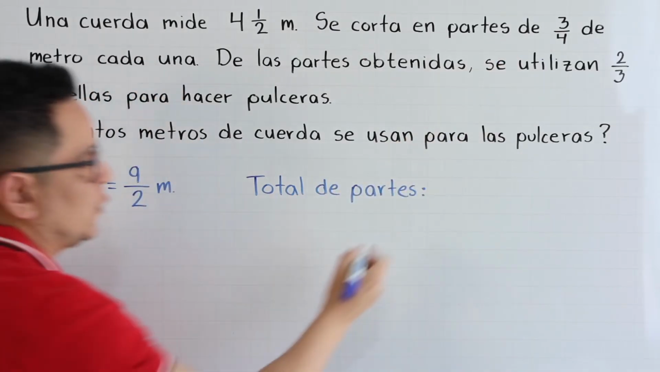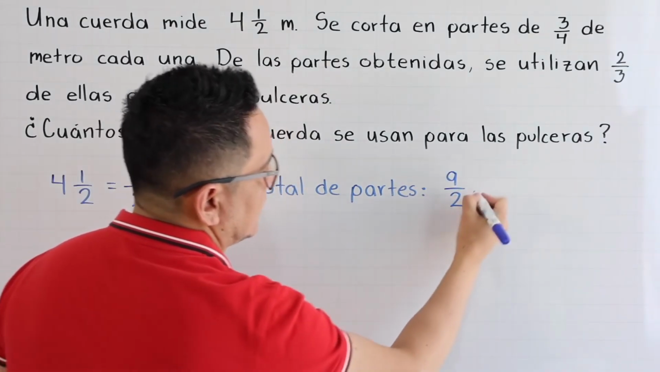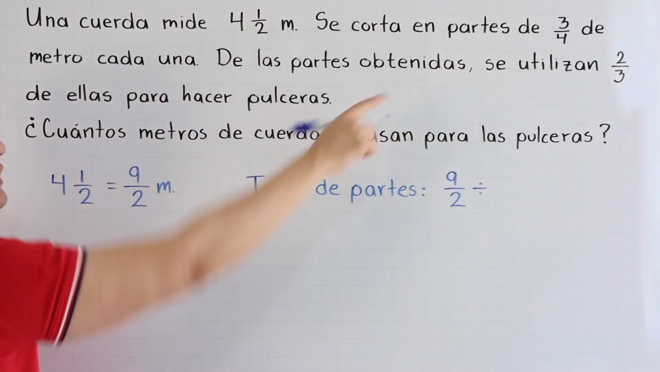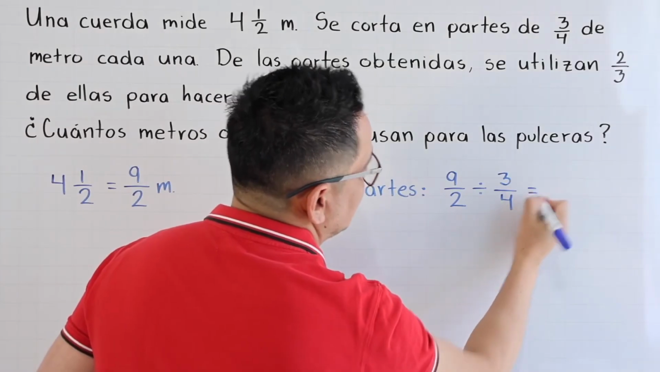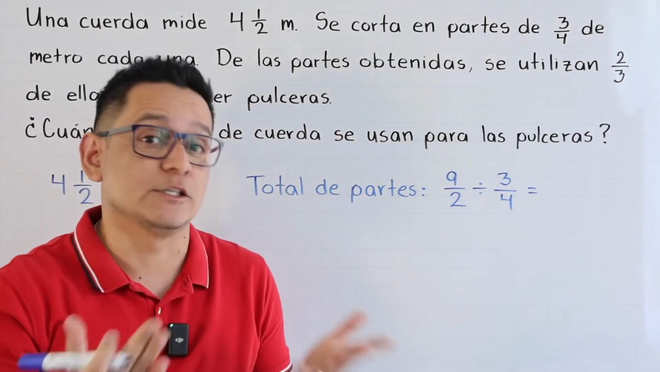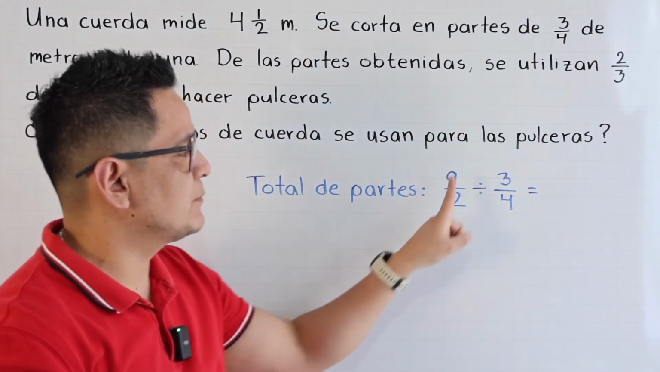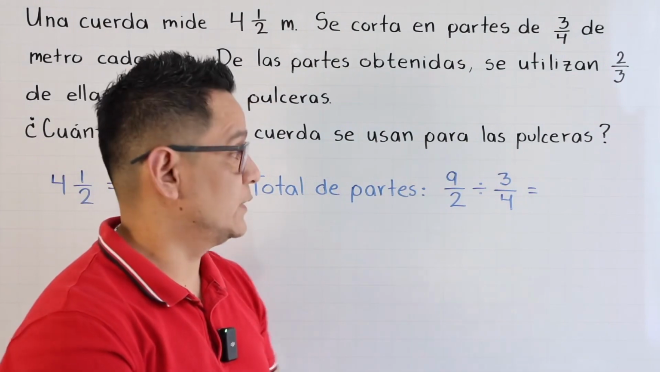So we write 9 divided by 2. I'll write it without units for now, okay? And we're going to divide this by the length of each part, which is 3/4 of a meter. So let's write that down. This is the operation we have to do. It's a division of fractions. And how did we do fraction divisions? Well, simply by cross-multiplying and then also cross-multiplying again, right?